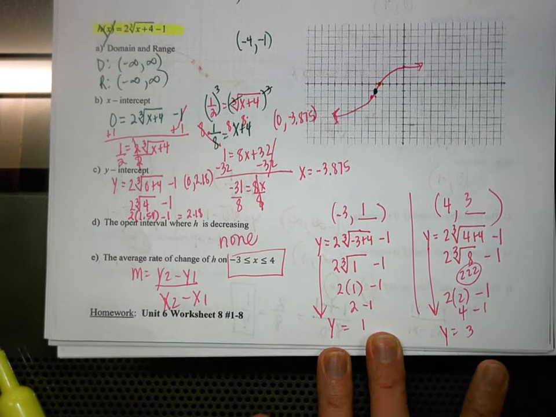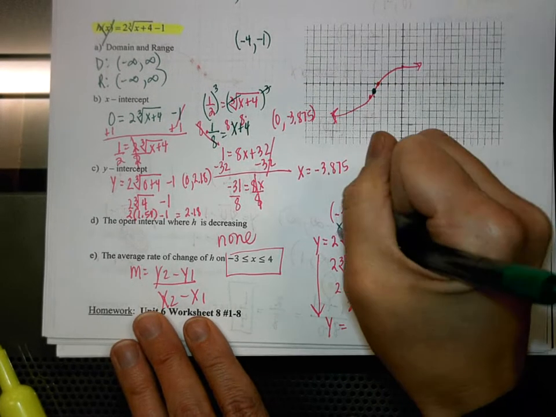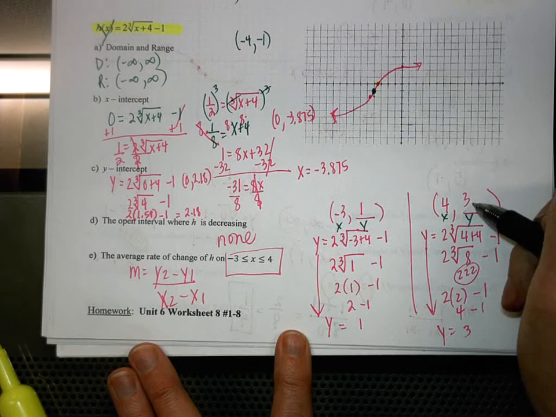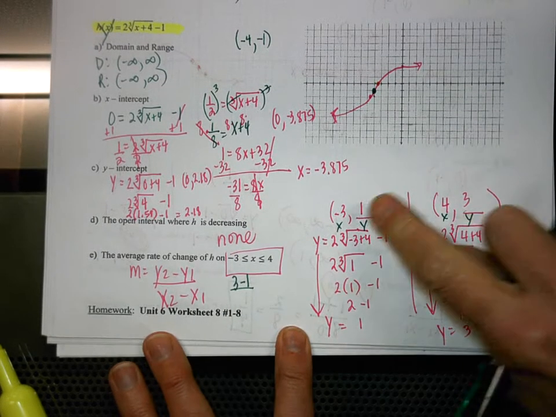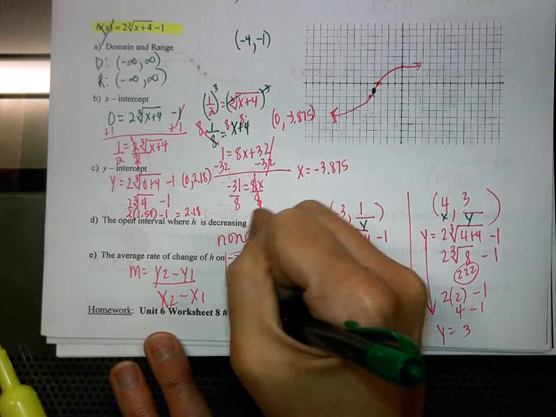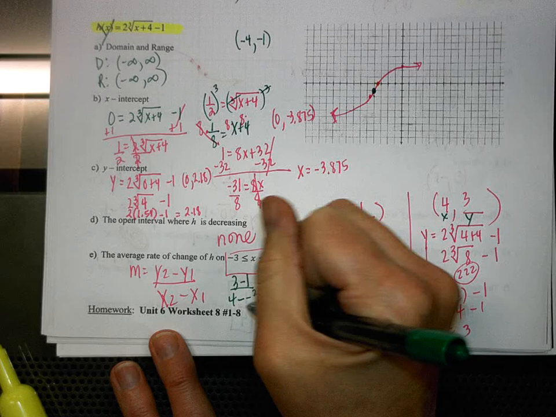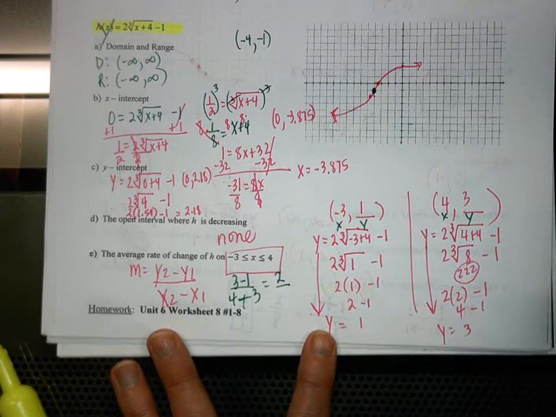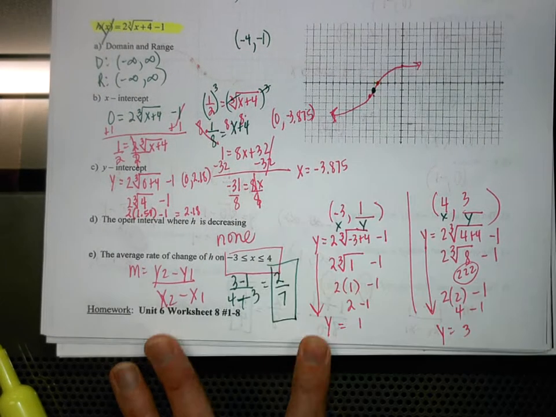Now we can plug that information into our slope formula in order to find the average rate of change. Starting with the y's, I'm subtracting, so I have 3 minus 1 for the y's. Since I started with 3, I start with 4, and I have 4 minus a -3. Two negatives side by side make a positive. 3 minus 1 is 2, and 4 plus 3 is 7. So that average rate of change is 2/7.